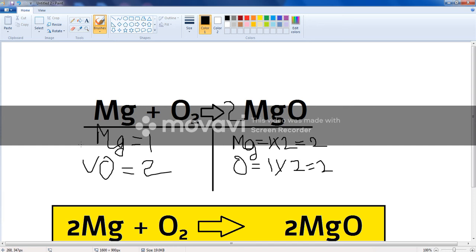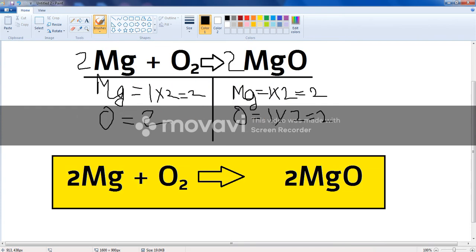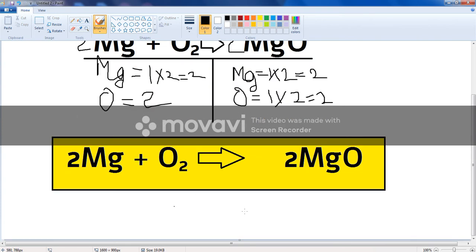But after this Mg will also become 2, as it will also be multiplied by 2. Now oxygen is balanced but Mg is unbalanced. So let me make Mg also balanced. To make Mg, that is magnesium, balanced, we can multiply here also by 2 and we will get 2. So we write 2Mg plus O2 becomes 2MgO. So this is our answer, and this is the balanced chemical equation. So this is the first example.